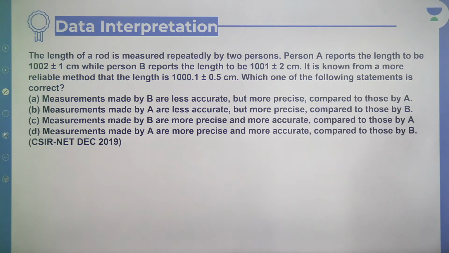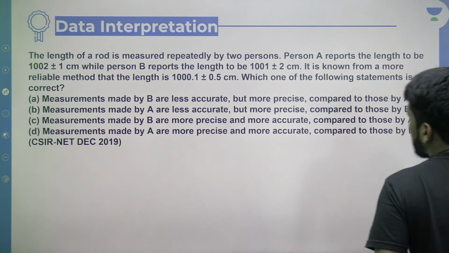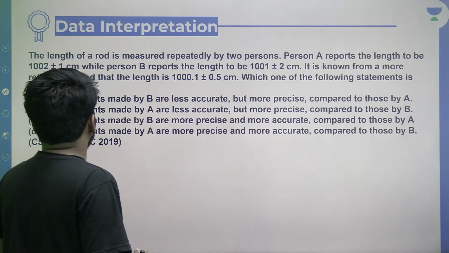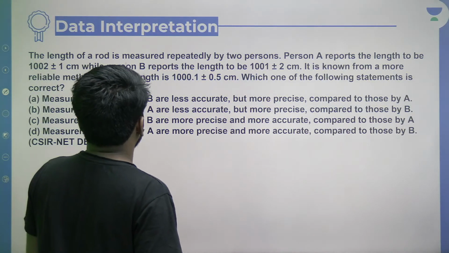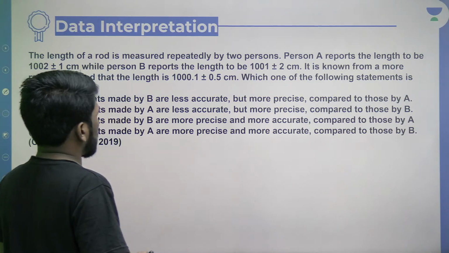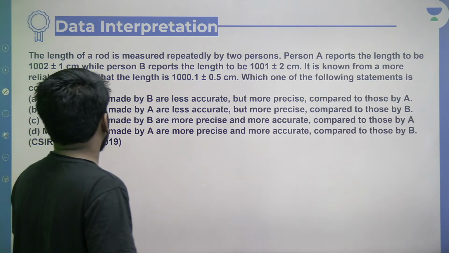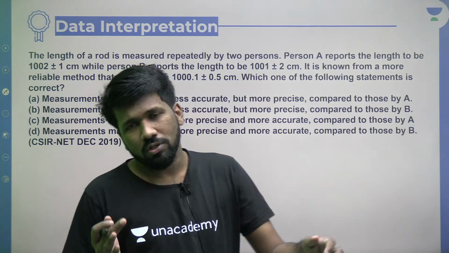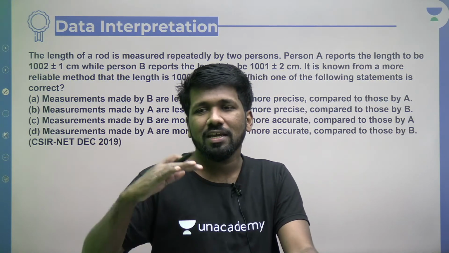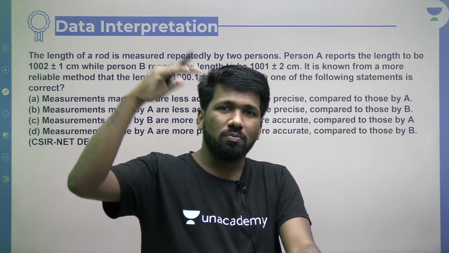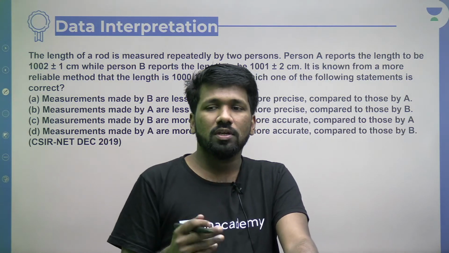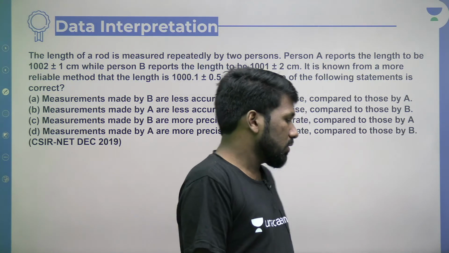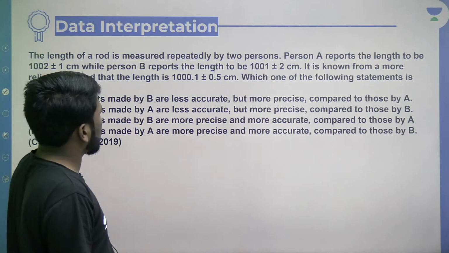Okay, so I'll explain. The length of a rod is measured repeatedly by two persons. Person A reports the length to be 1002 plus or minus 1, while person B reports the length to be 1001 plus or minus 2. 1002 plus or minus 1 means 1002 is the value he told, and he is telling that it can go up to 1002 plus 1 and down to 1002 minus 1. That is the idea. So, the error that may occur.